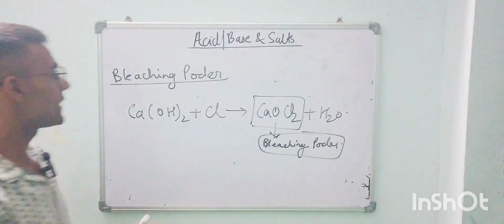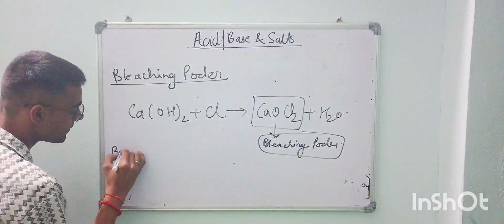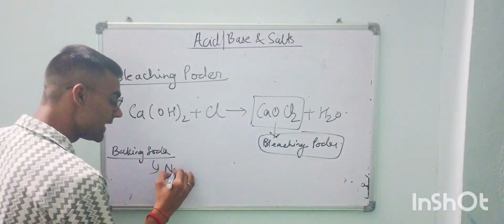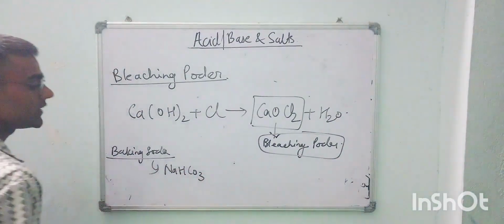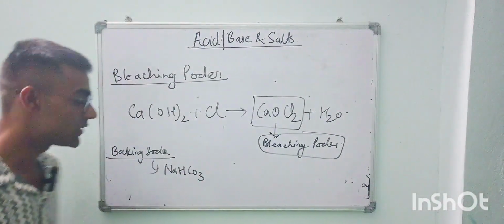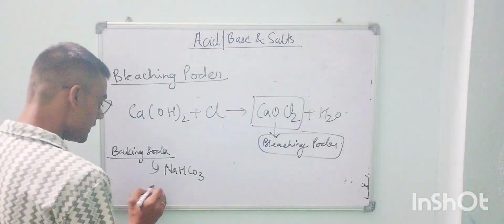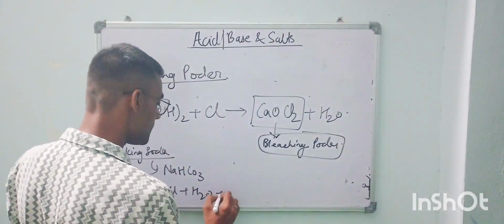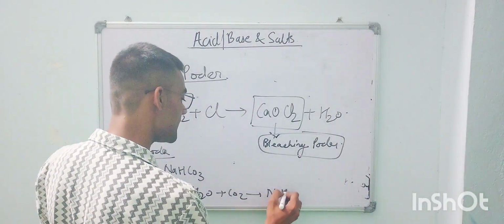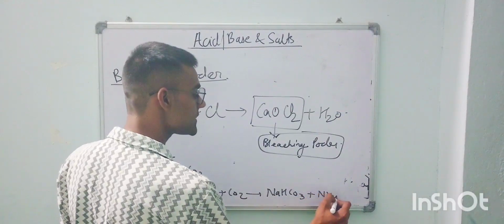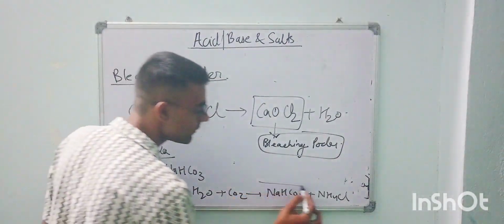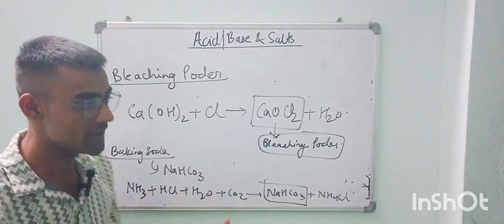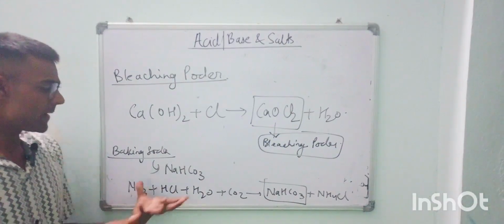And the next one we are going to discuss is baking soda. What is baking soda? NaHCO3, sodium hydrogen carbonate, is baking soda. Its formation is NH3 plus HCl plus H2O plus CO2, then there is a formation of NaHCO3 and NH4Cl. So this is the formation of baking soda. They are generally used in bakeries.